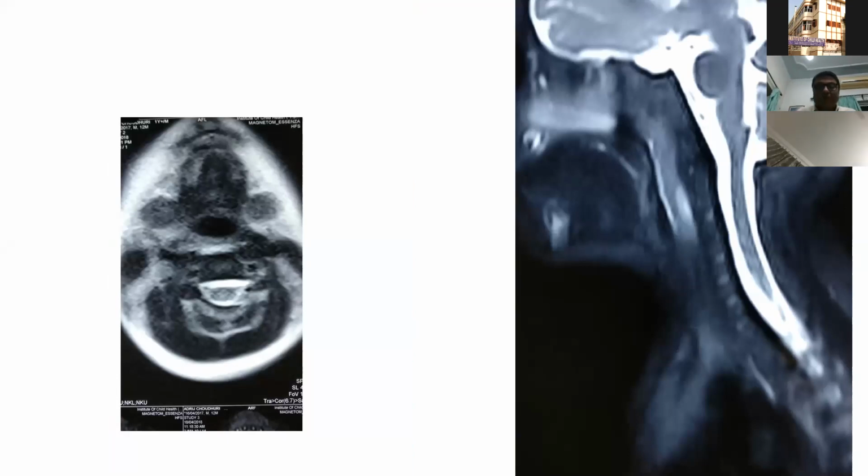So a child presenting with fever, torticollis, and pain in the throat. You do an MRI of the neck, suspecting it to be a retropharyngeal abscess. And this is what you get. You get a retropharyngeal edema. You can see the marked edema in the posterior part of the pharynx. This is not a suppurative lesion. This is an inflammatory edema. It's a non-suppurative edema of the retropharynx and retropharyngeal phlegmon. So that is one of the presentations of Kawasaki disease.